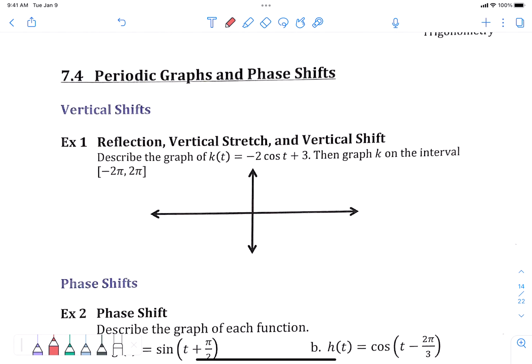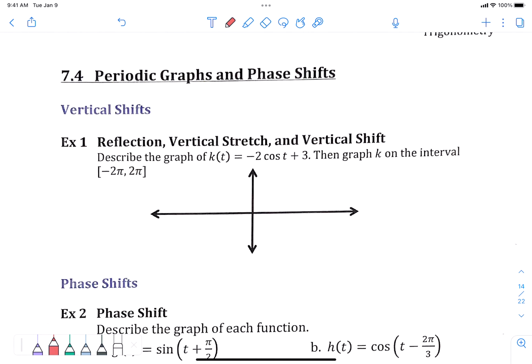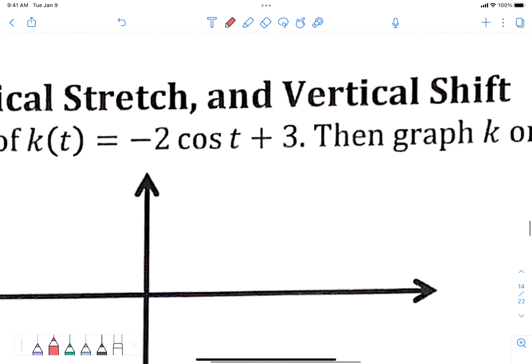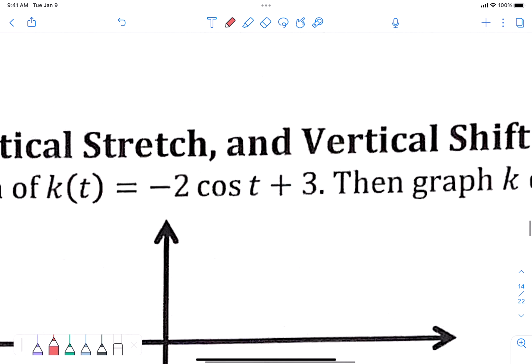All right, this is for Sarah and Maya watching this video, 7-4. We are doing the hard stuff. This is the last section of the chapter. You're going to be fine. We've graphed these before. This is stuff that we already know how to do. Okay? All right, so we're graphing cosine.